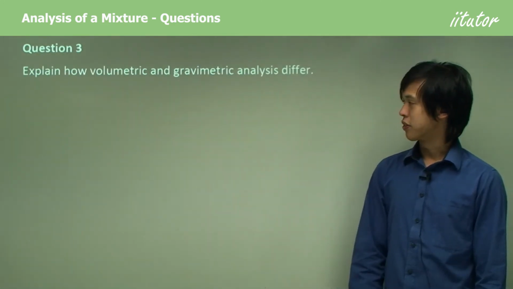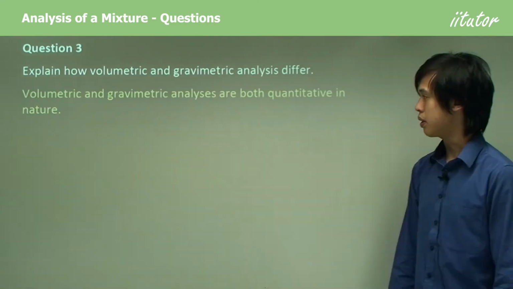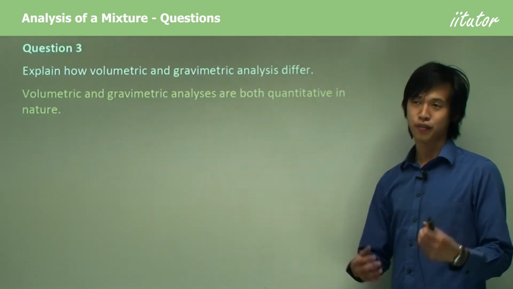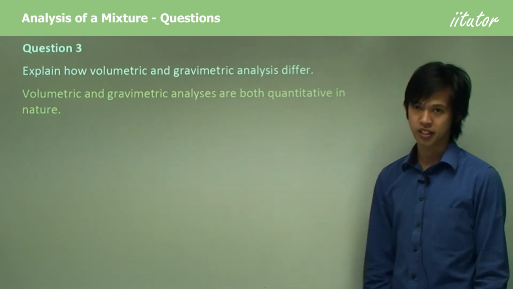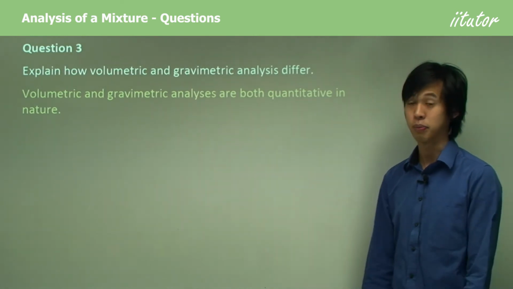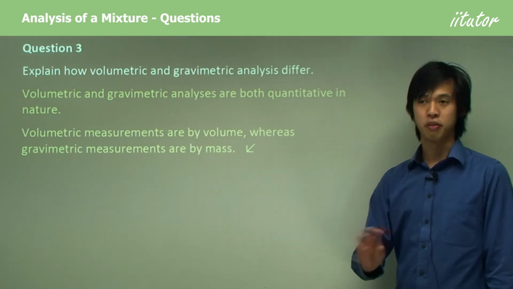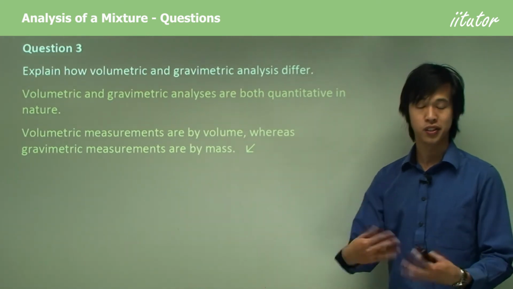Explain how volumetric and gravimetric analysis differ. Well, volumetric and gravimetric analysis are both quantitative. So that's not a difference, it's just something that we should understand. They're both quantitative measures of something. Volumetric measurements are by volume. So we actually are measuring a volume of a particular thing. Usually it's a volume of a solution.